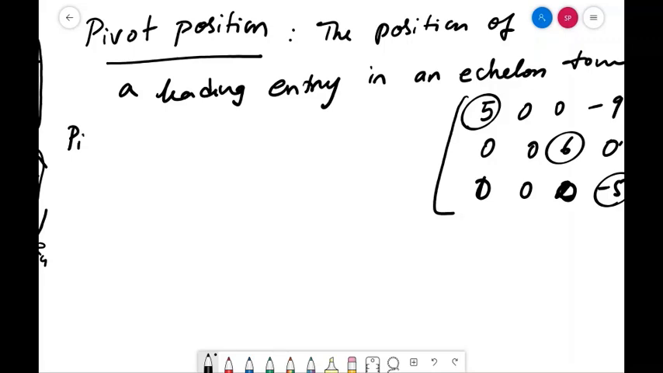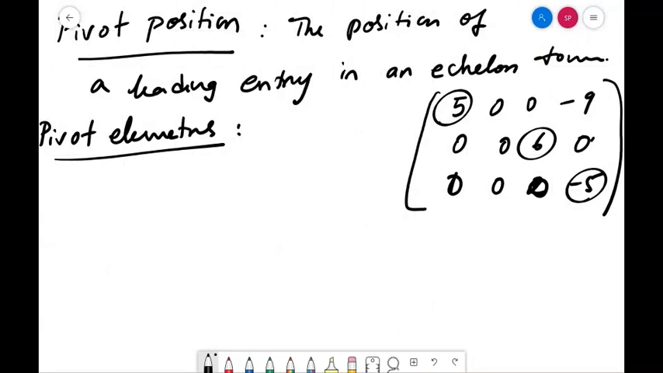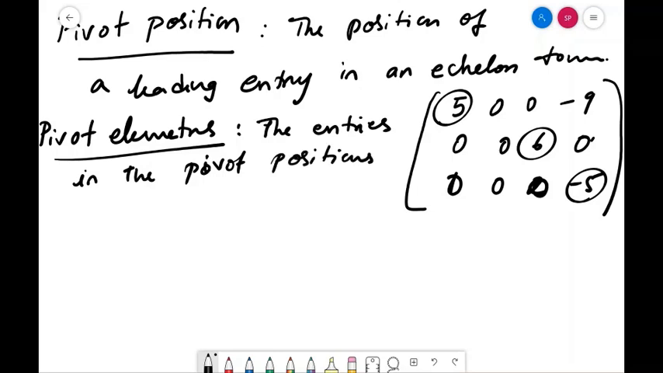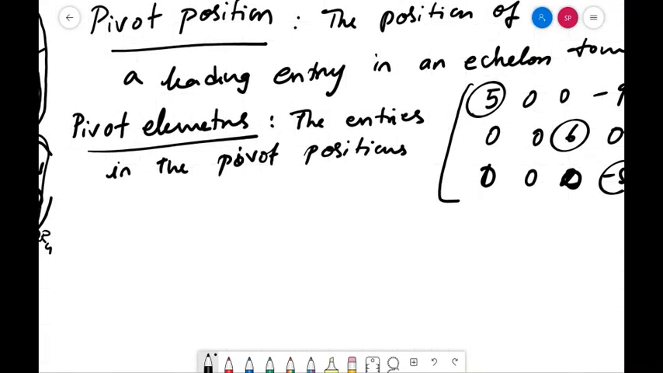Now the next one is pivot elements. So this is nothing but the elements which are there in the pivot positions are called pivot elements. The elements, or you can say the entries in the pivot positions. So in this matrix I have 5, 6 and -5 as the entries which I call pivot elements.